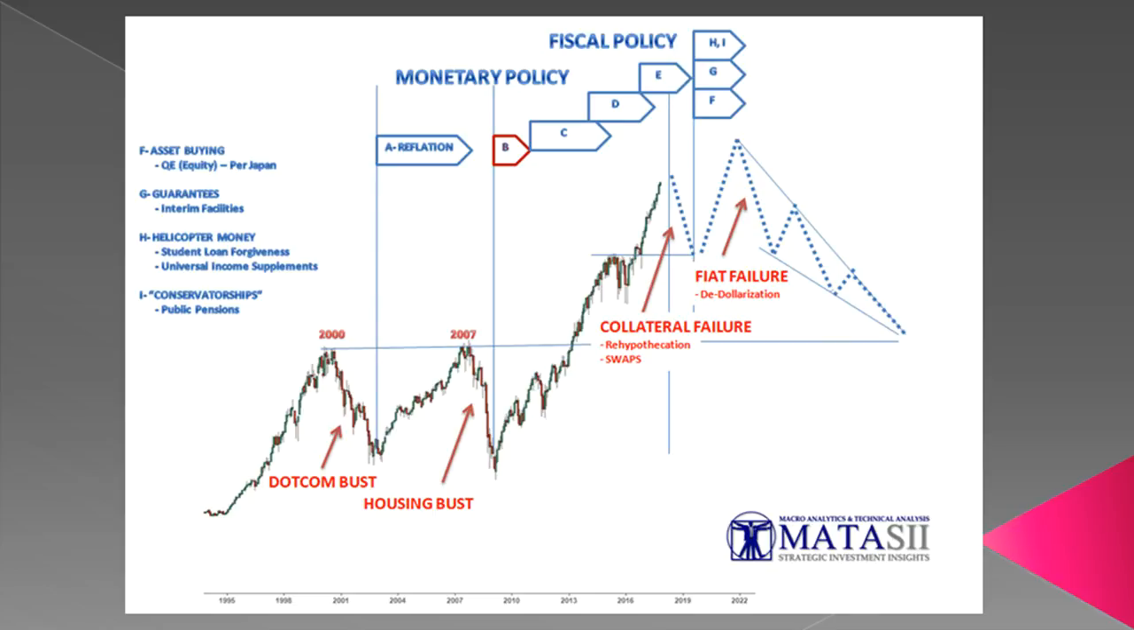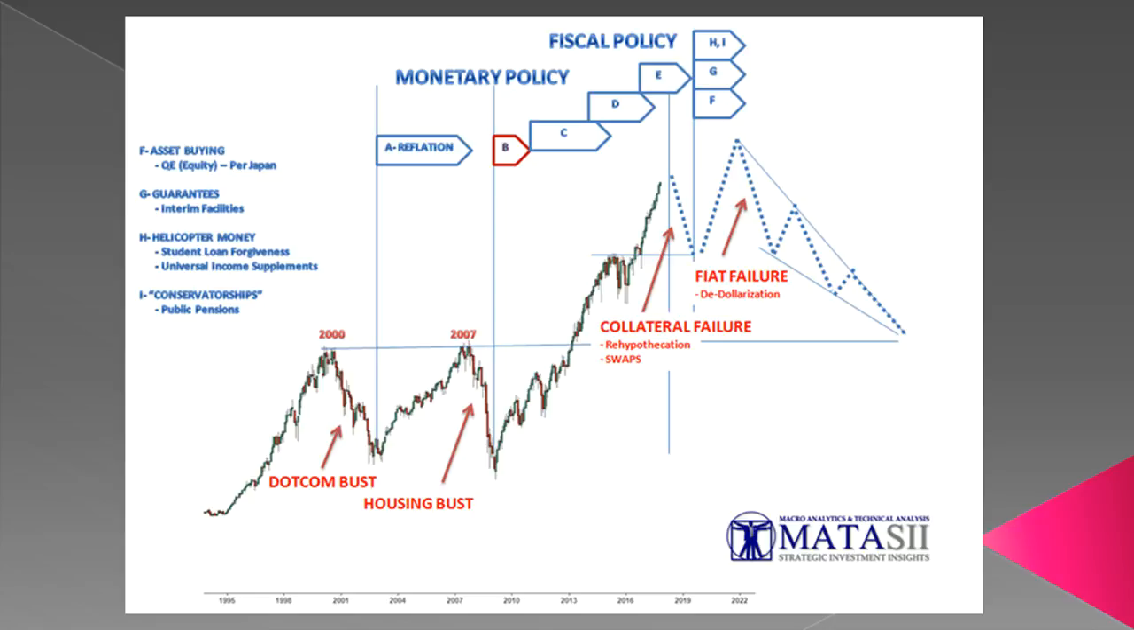We'll see guarantees, various forms of interim facilities. We will see helicopter money, that is through forms of student loan forgiveness, universal income supplements. We'll see things such as conservatorships probably applied to public pensions. All of these will unfold as I think that what lies ahead most imminently will be a collateral failure associated with the degree of over-leverage currently in our financial system due to various reasons, one of which is the concept of rehypothecation and the $500 trillion swaps marketplace.